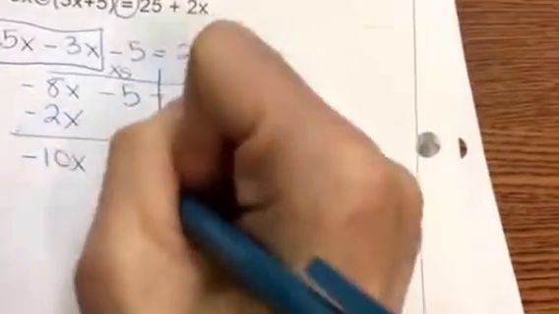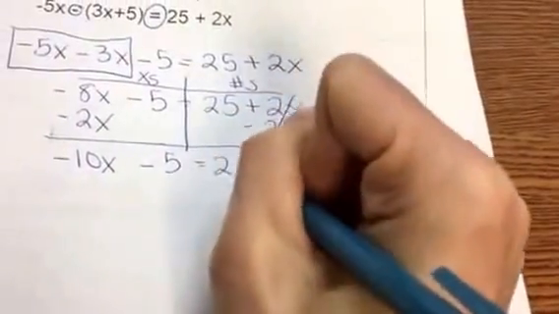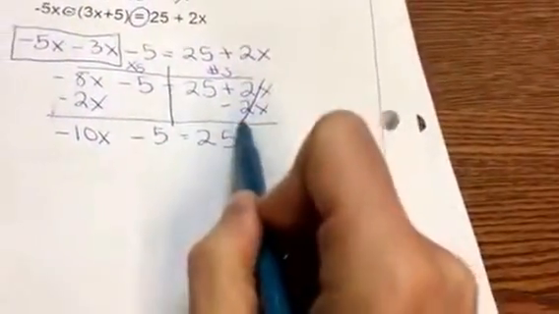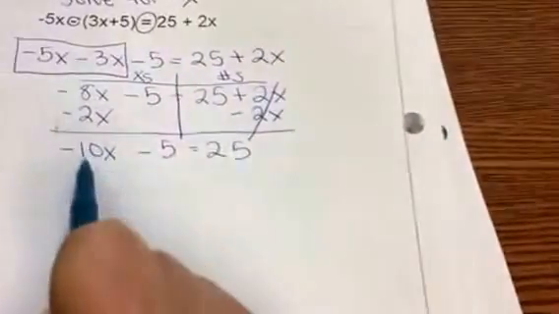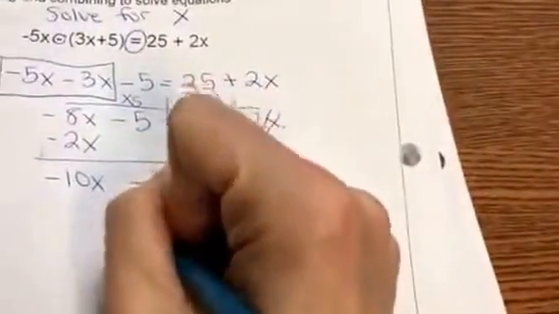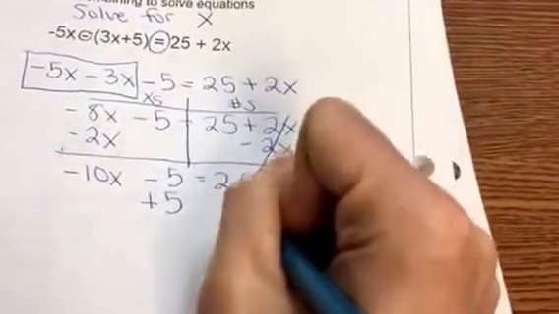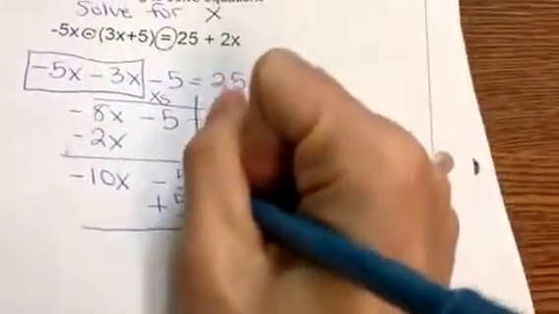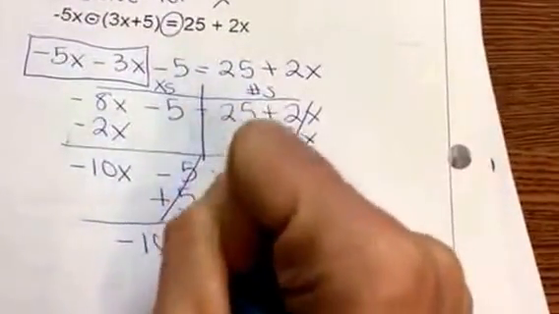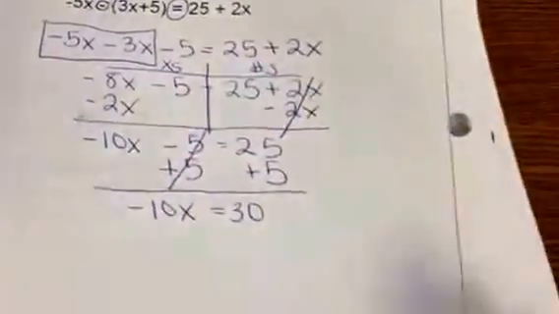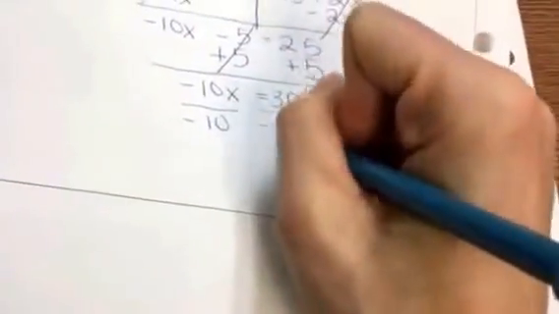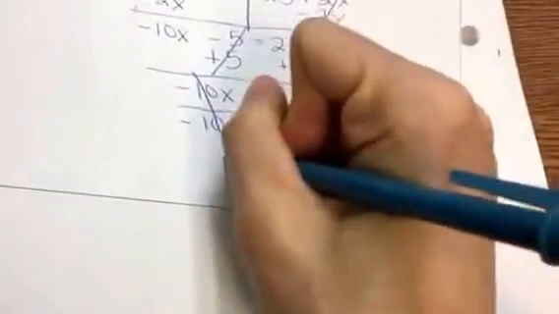So this will cancel. So now what I have is negative 10x minus 5 equals 25. And remember I said I wanted to move all of my number terms over here. I'm not going to do anything with my x term. My x term is over here because I want to know what x is equal to. So now I'm going to add 5 to both sides. And now what I have is negative 10x equals 30. So now this is just a one-step equation, and this is a multiplication problem. So all I need to do is divide both sides by negative 10. This will cancel. X equals negative 3.